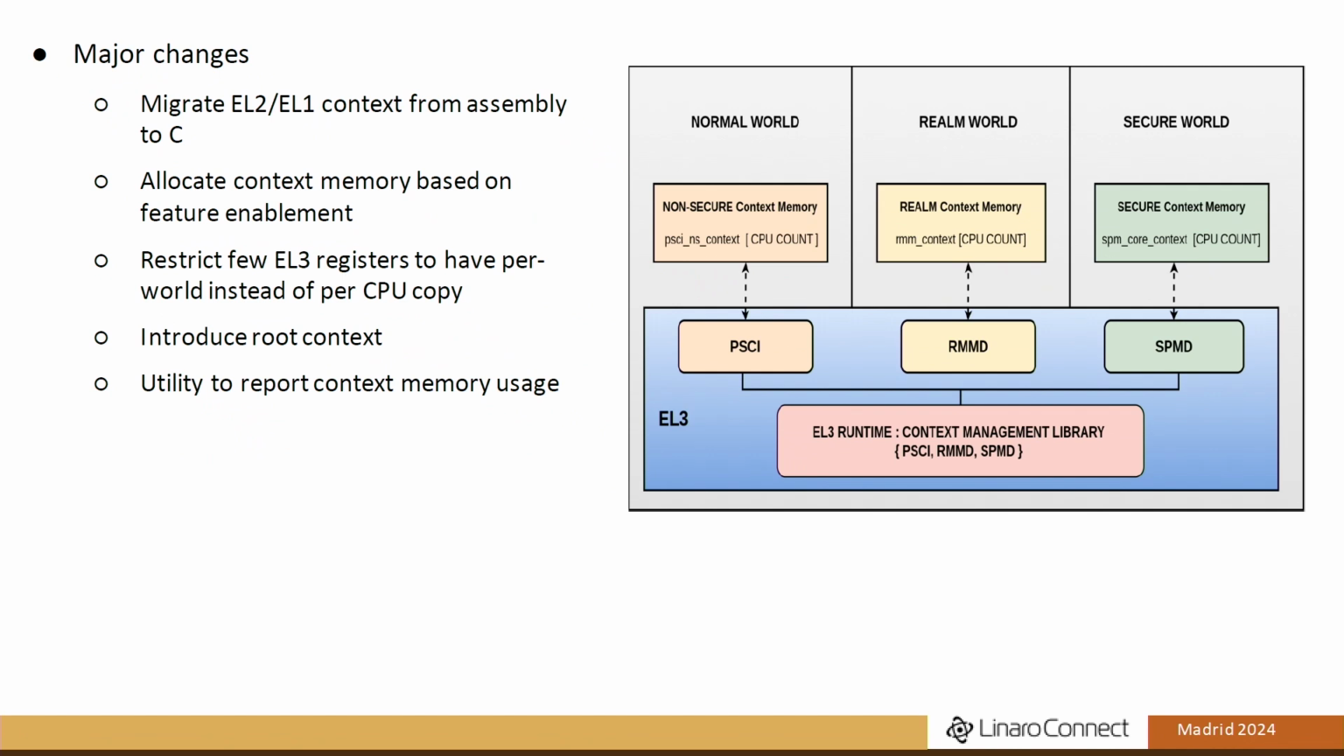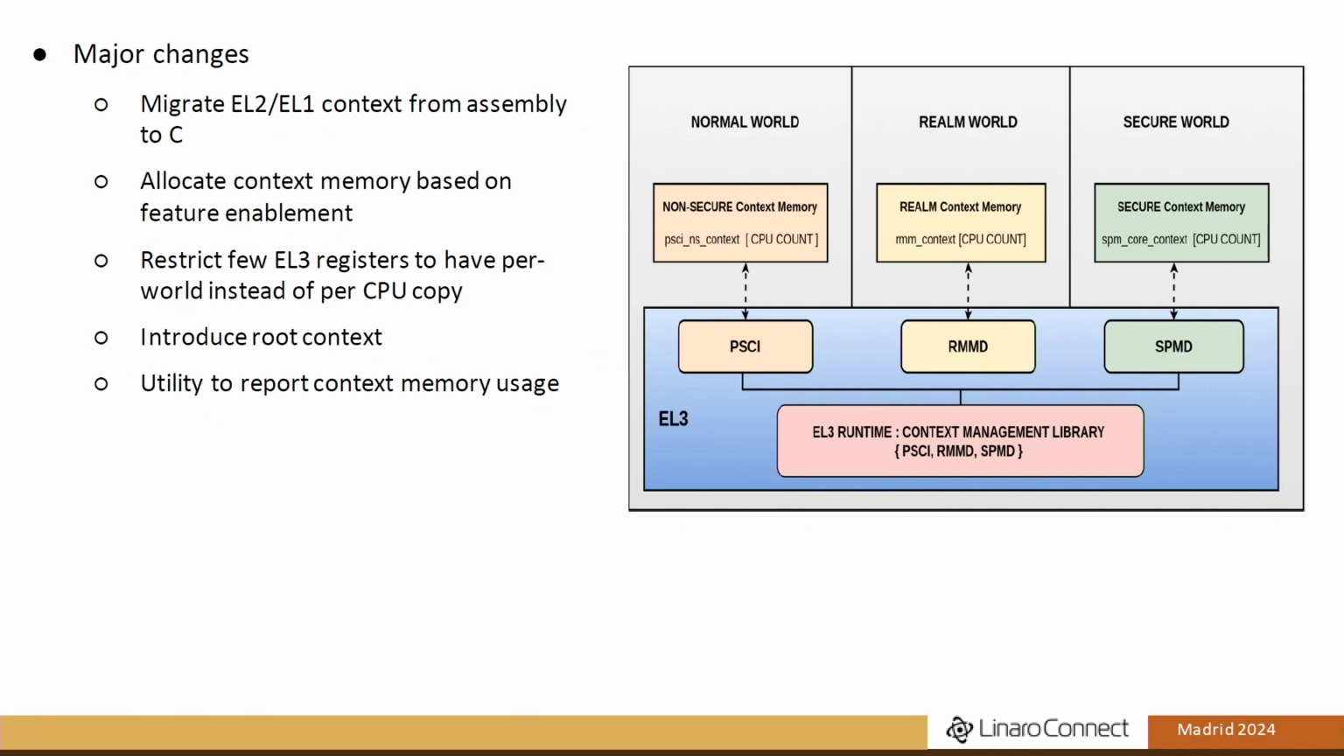The major changes which are already in master: a lot of code has now been migrated from assembly to C, especially on the context management side. Context memory is now allocated based on feature. That is done. We also restricted a few EL3 registers to have per-world instead of per-CPU copies.